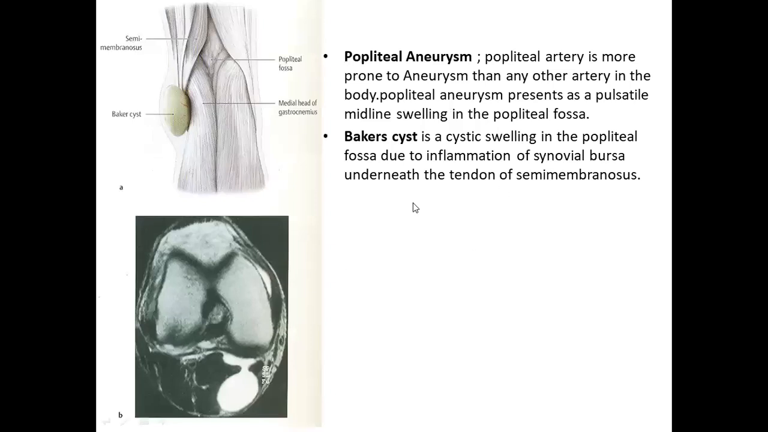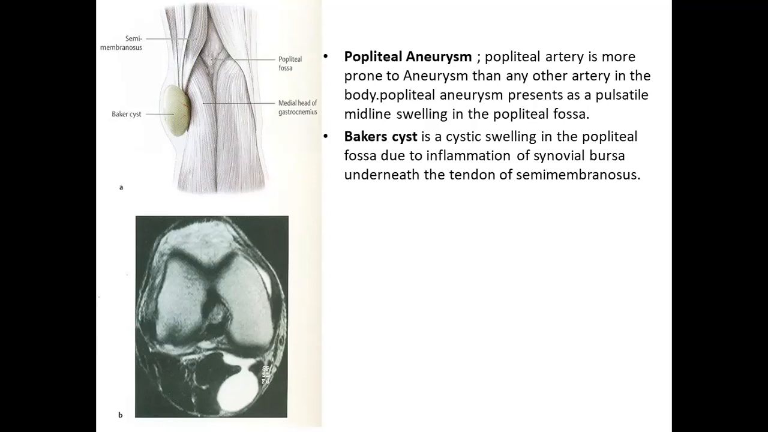Talking about the popliteal aneurysm. What is an aneurysm? Dilatation of the arterial wall is known as aneurysm. The popliteal artery is more prone to aneurysm than any other artery in the body. The popliteal aneurysm presents as a pulsatile midline swelling in the popliteal fossa.